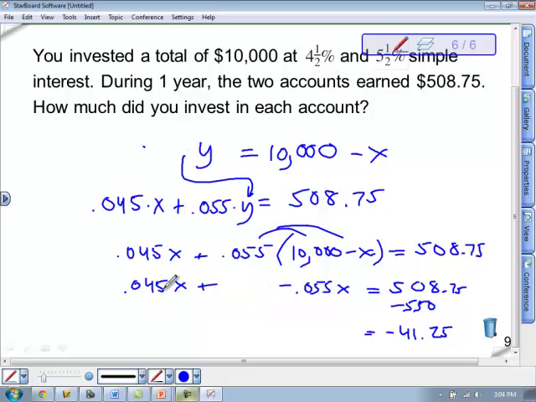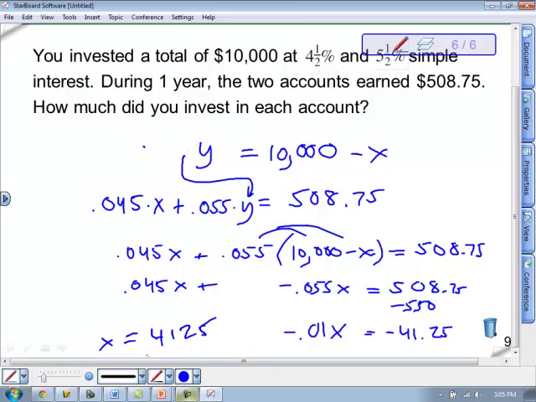Let's see, and then we want to do the 0.045, and we want to subtract 0.055, which gives us negative 0.01x. Divide both sides by the negative 0.01. And that gives us 4,125.